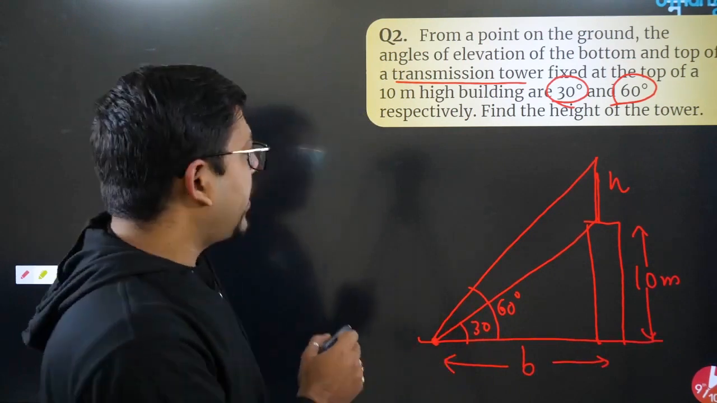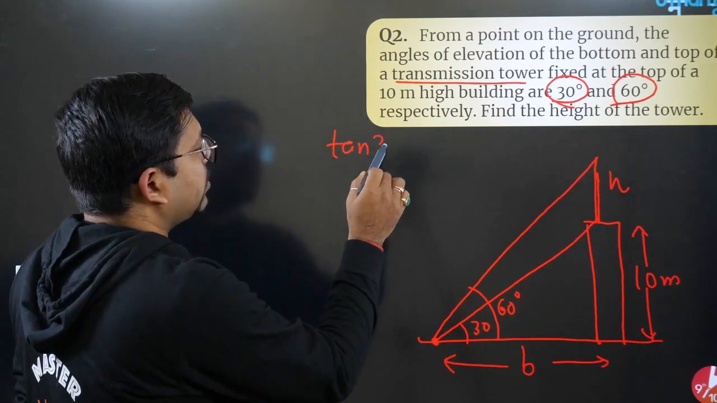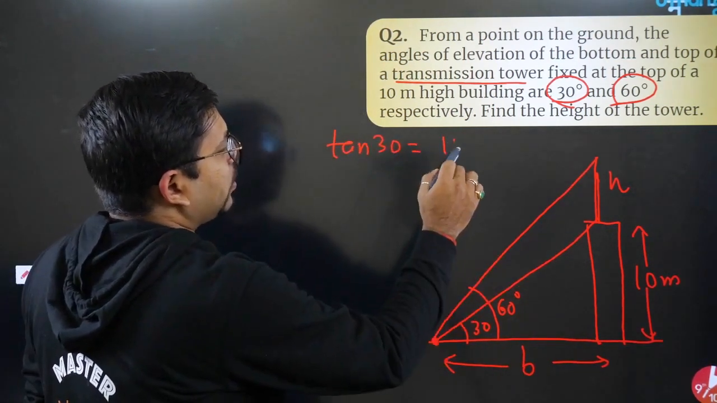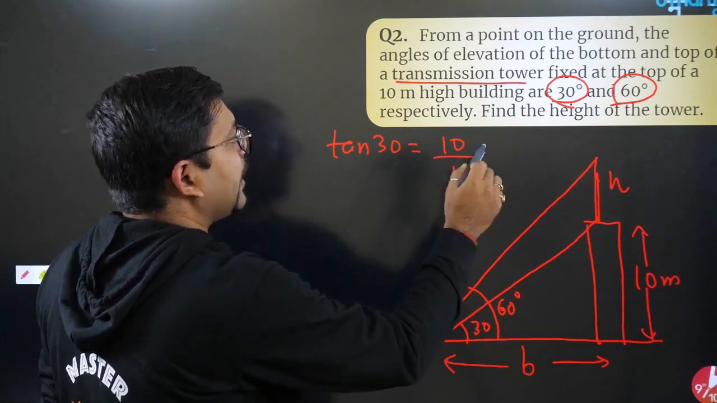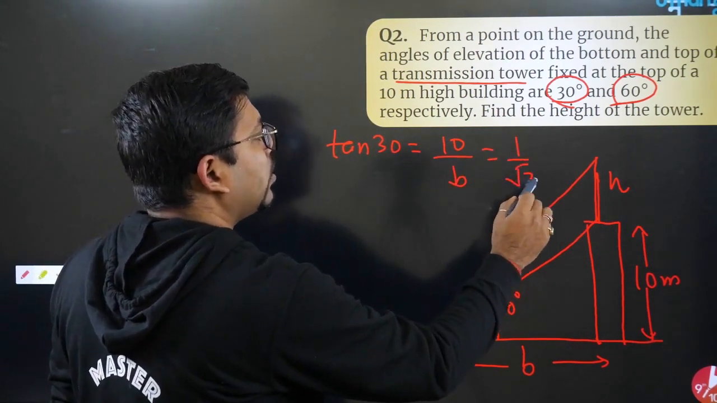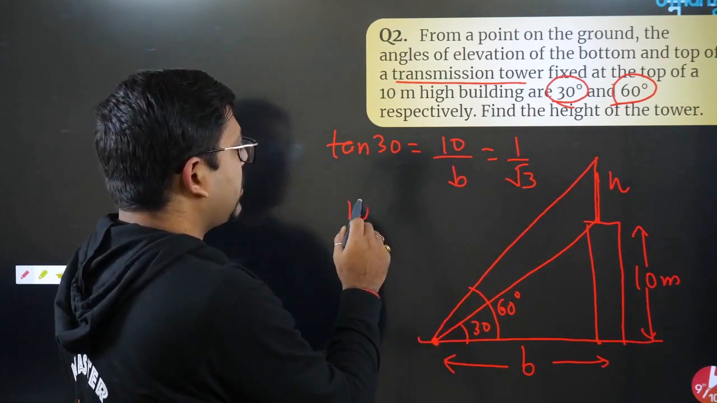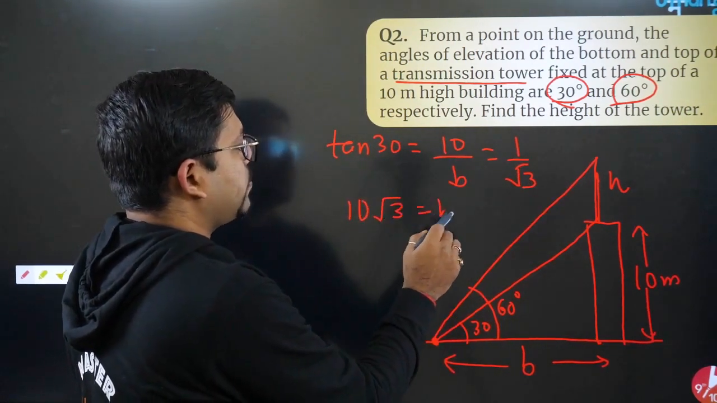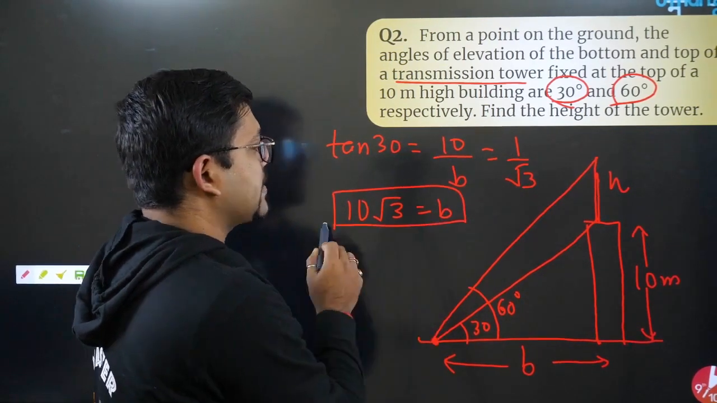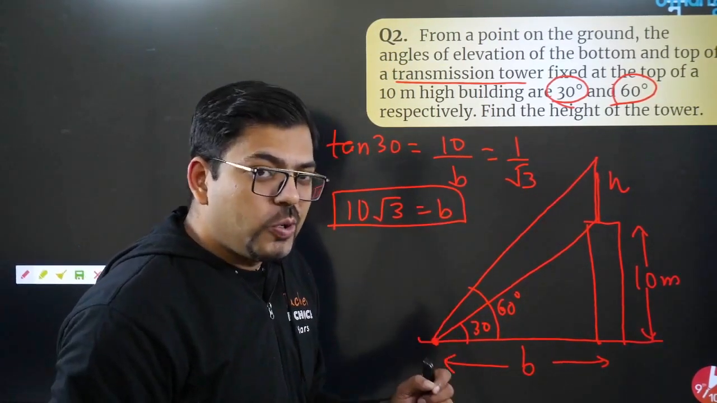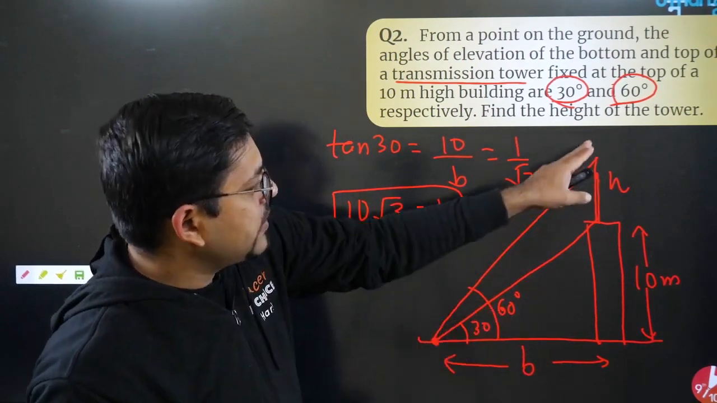So I'll first of all write, tan 30 equals perpendicular upon base B. Tan 30 is nothing but 1 by root 3. We have to do cross multiplication, this here, this here. So we get 10 root 3 equals B. That's the base. And now you will use this base in this triangle.